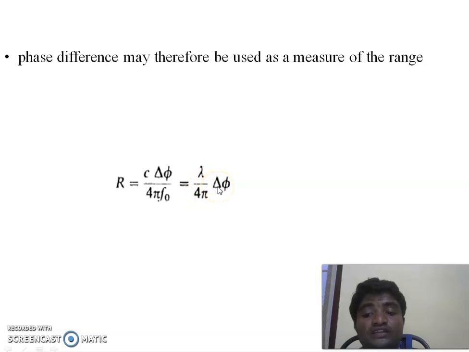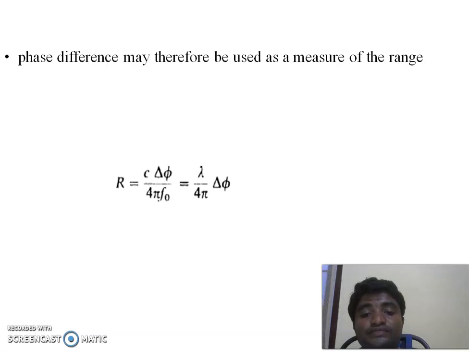For the unambiguous range measurements, to measure the range correctly, the maximum phase difference is 2 pi. That means the delta phi is 2 pi. When delta phi equal to 2 pi, the range is lambda by 2. That means very, very small. By using CW radar, you can measure very, very small range. That means 3 millimeters range, 1 millimeter range, that have no interest, that have no use also.